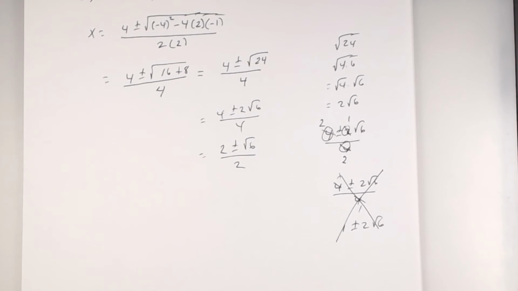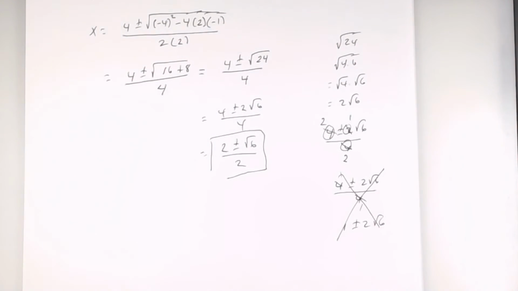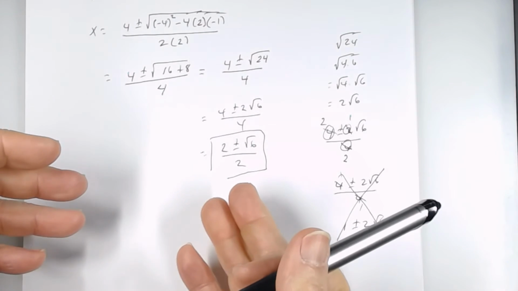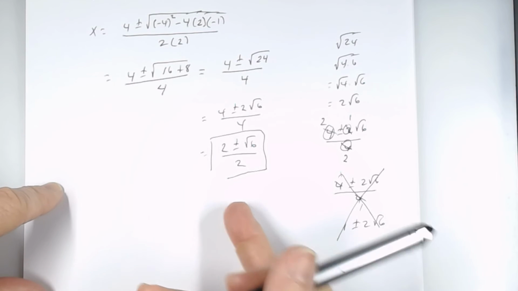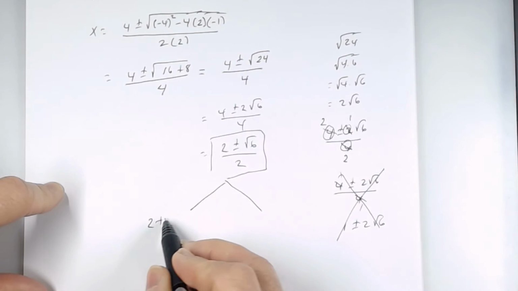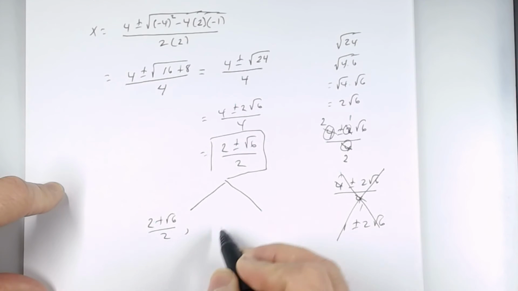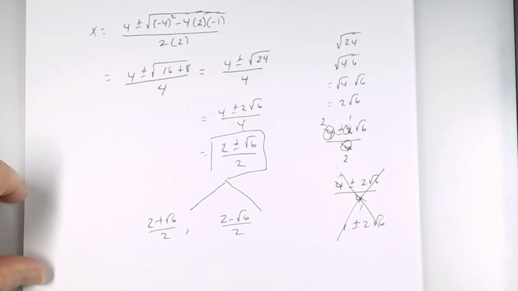All right, so that'll be the answer for number 2, right here. Now, on my math lab, they're going to say since this is an irrational number, you can just split it apart. You're going to say 2 plus the square root of 6 divided by 2, comma, and what's the other? 2 minus square root of 6 divided by 2. Okay?